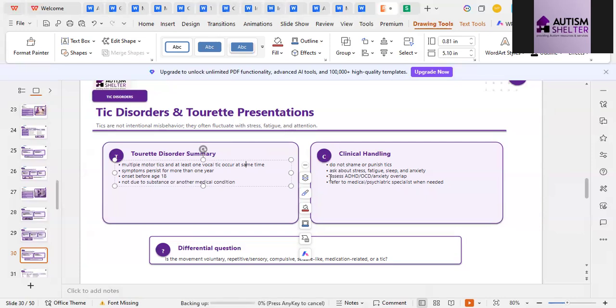For clinical handling, the same rule applies: don't punish, and ask about stress, fatigue, sleep, and anxiety. You have to check for overlap and refer to a psychiatrist when needed, because these disorders have to be treated by the psychiatrist first, and when they refer to us, we move towards multiple things for their treatment.